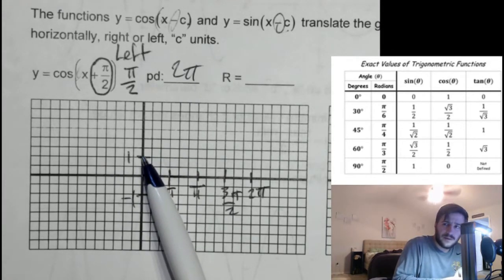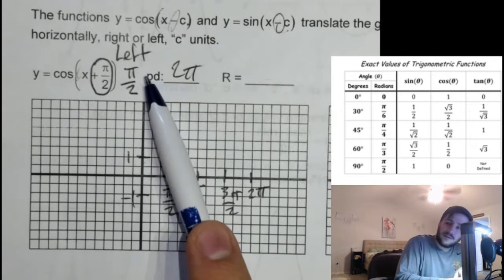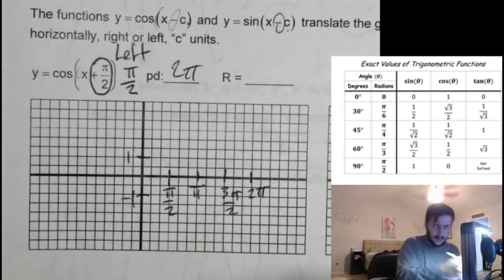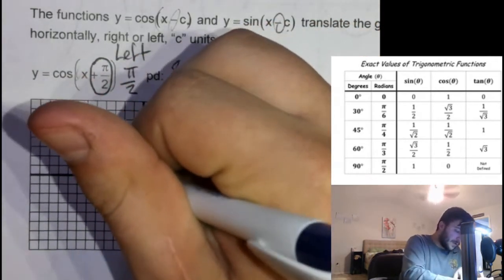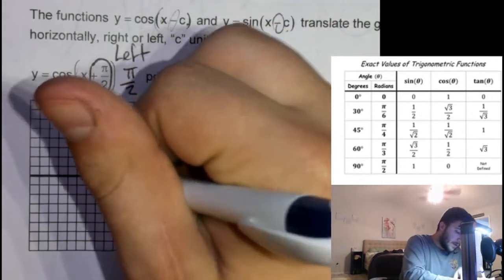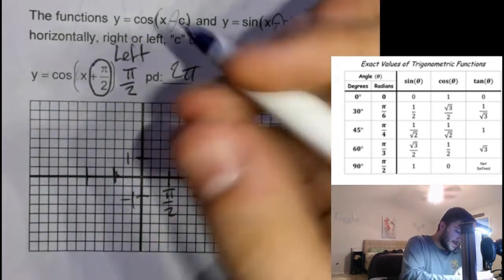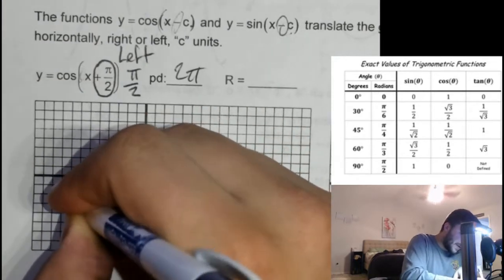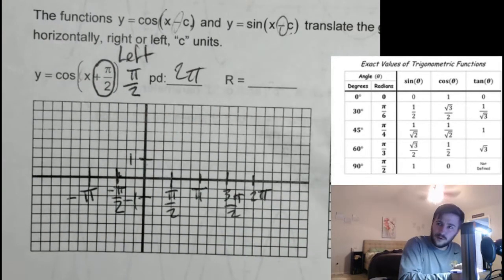The only problem is this. We need to shift everything to the left by pi over 2. That just so happens to be 3 boxes. So we need to change up our scaling a little bit. We can go 1, 2, 3 to the left. That gives us negative pi over 2, and that gives us negative pi. I took it a little further than we actually needed, but just trying to make a point here.